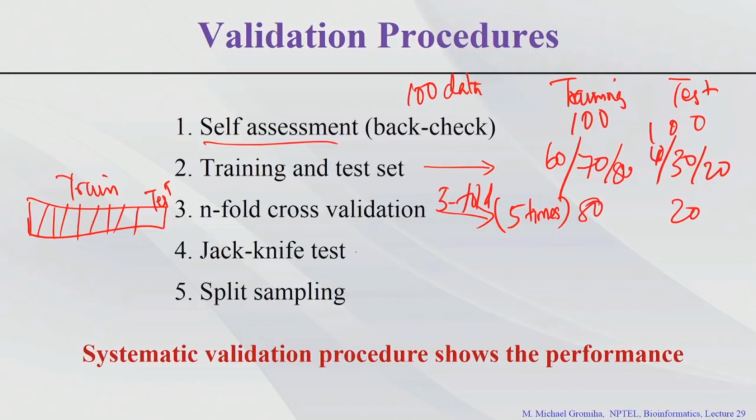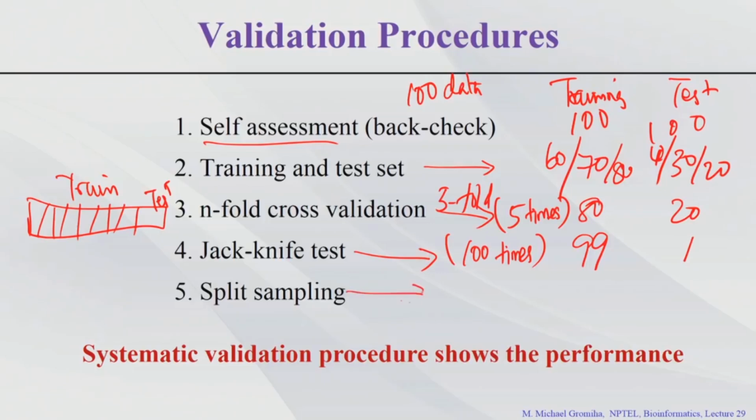The more rigorous one is the jackknife test. In this case, if there are 100 training data, take 99 to train and 1 to test, and repeat 100 times. Then you see the performance after you get all the outputs, comparing with the experiments. That is how you can do the jackknife test.